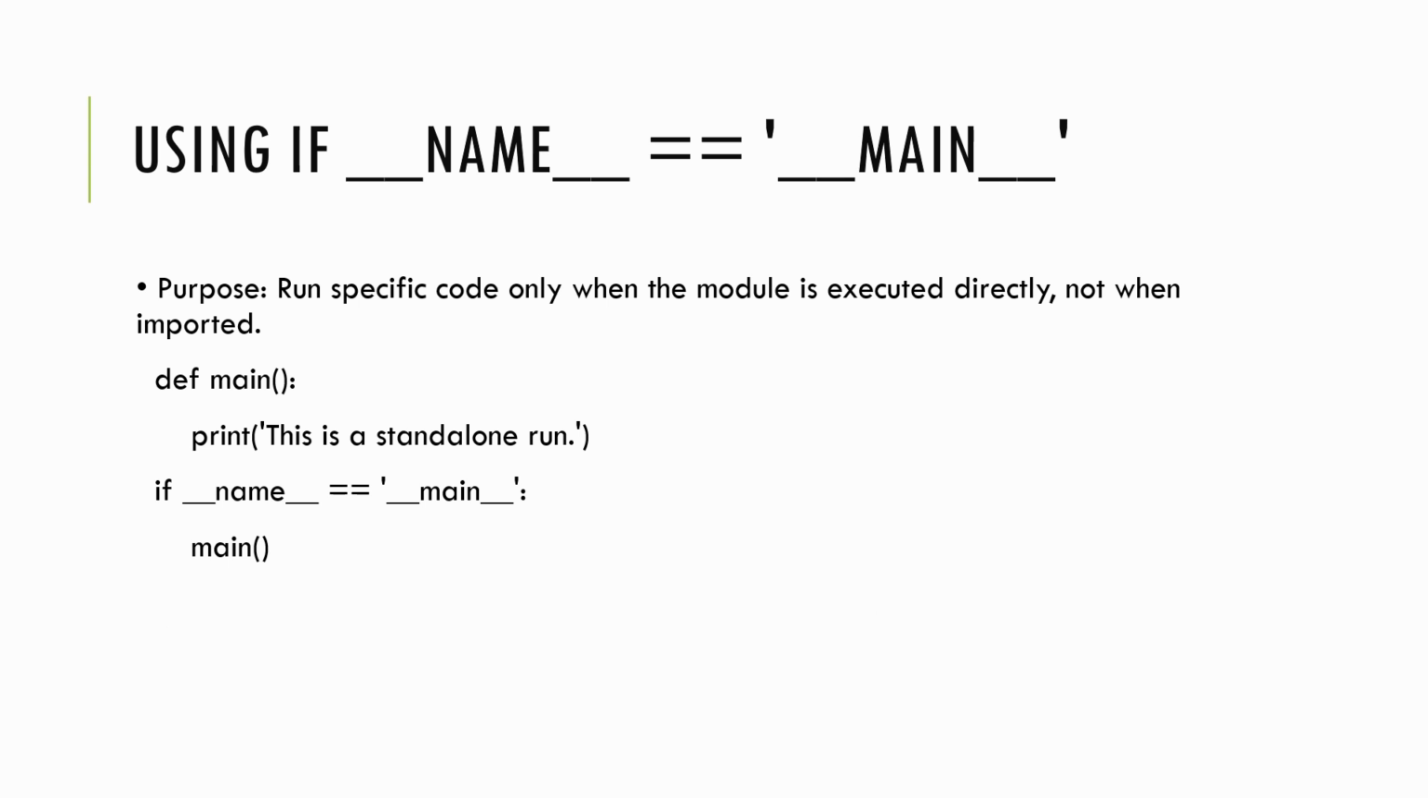When you create a module, sometimes you may want to run certain code only when the module is executed directly, not when it's imported elsewhere. This is where if __name__ == "__main__" comes into play. Code inside this block runs only when the script is run directly, not when it's imported as a module.